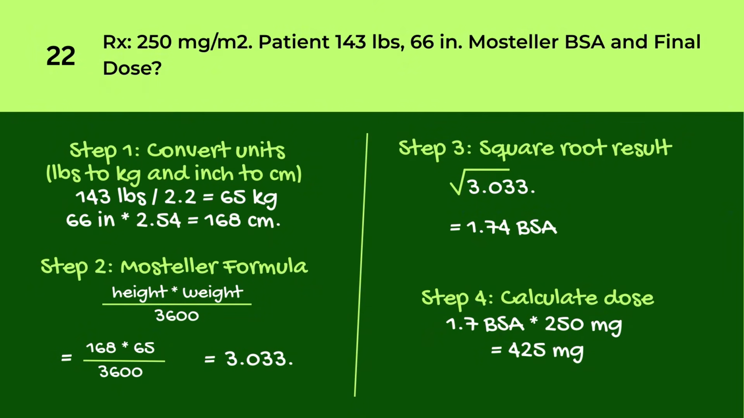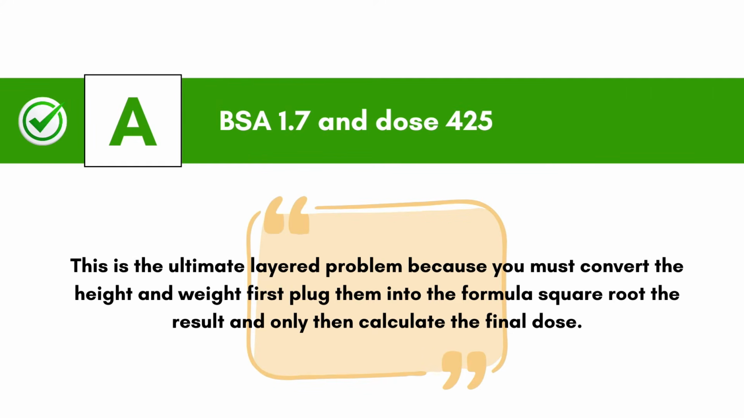Check your work. Great job. Option A is correct. This is the ultimate layered problem because you must convert the height and weight first, plug them into the formula, square root the result, and only then calculate the final dose.